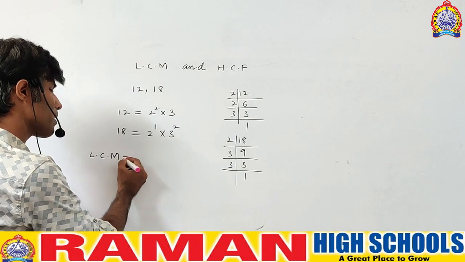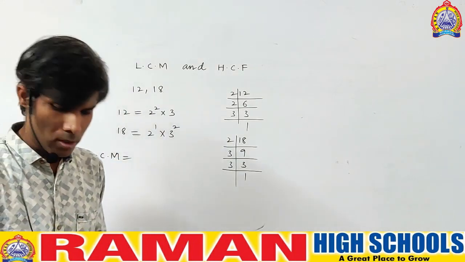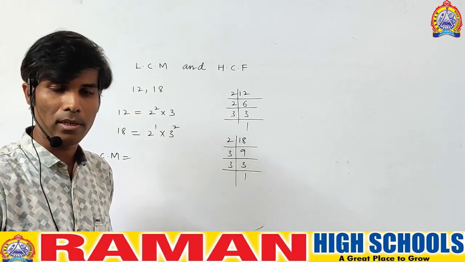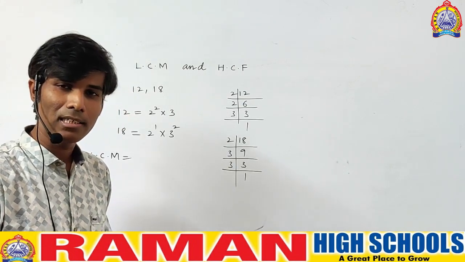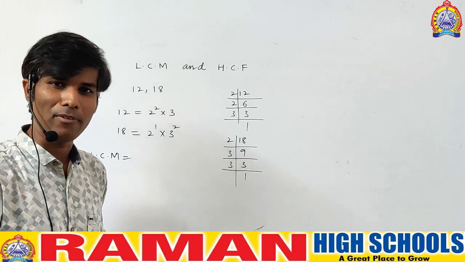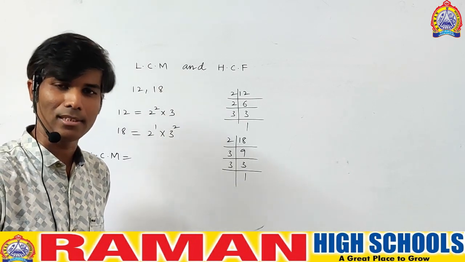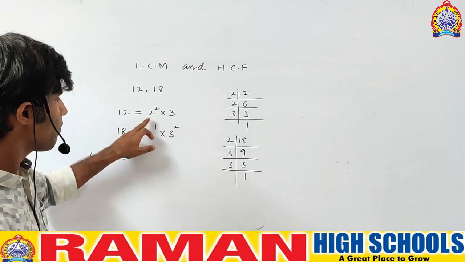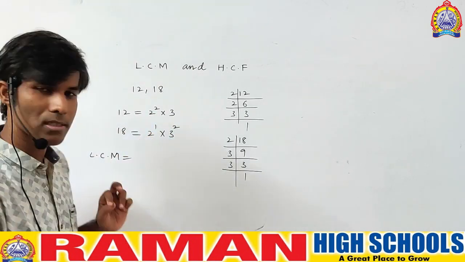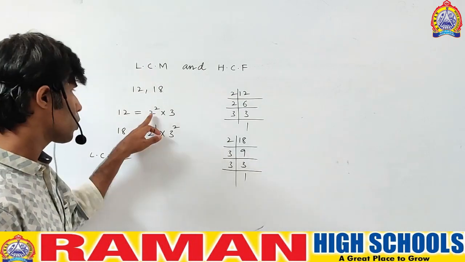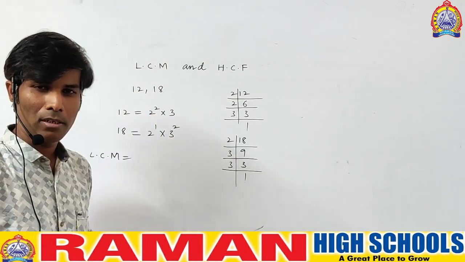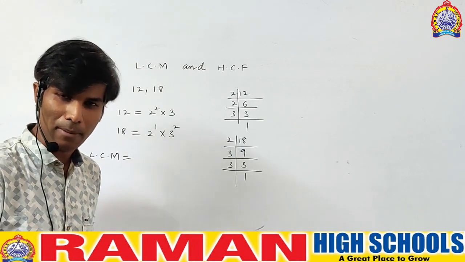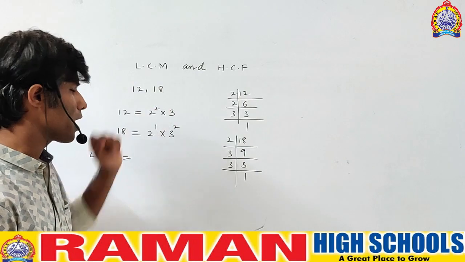How to find the LCM from this prime factorization. To find the LCM of two numbers, we will take the greatest powers of all the prime factors in the numbers. Here, in 12 and 18, we have 2 and 3 as the prime factors. You have to see only bases here. Here 2 is a prime number, 3 is a prime number. Here we have only two different prime numbers. They are 2 and 3.